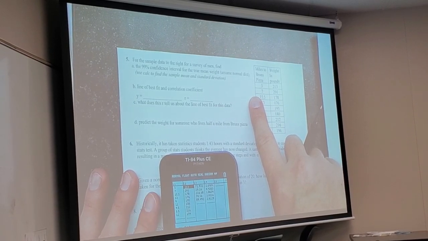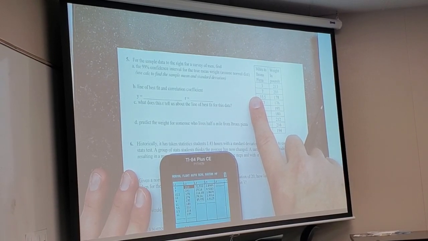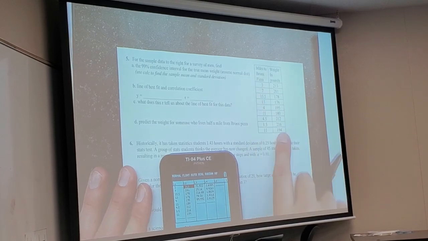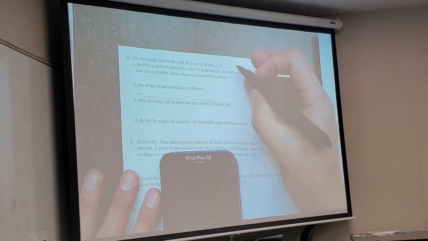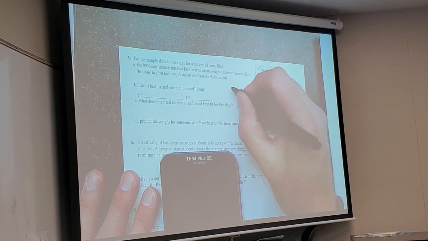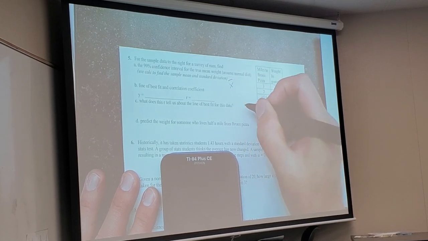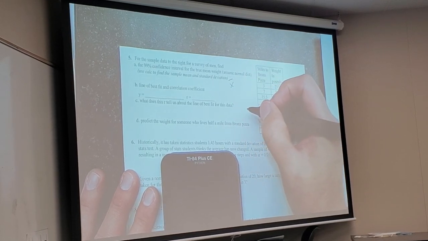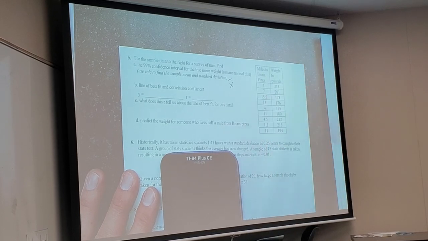Can I use Z or T? T. It's normal, but I don't know sigma, so I have to use the t-score. So what formula are we going to use? T equals X-bar. Nope. Not a hypothesis test. I'm trying to make a confidence interval.